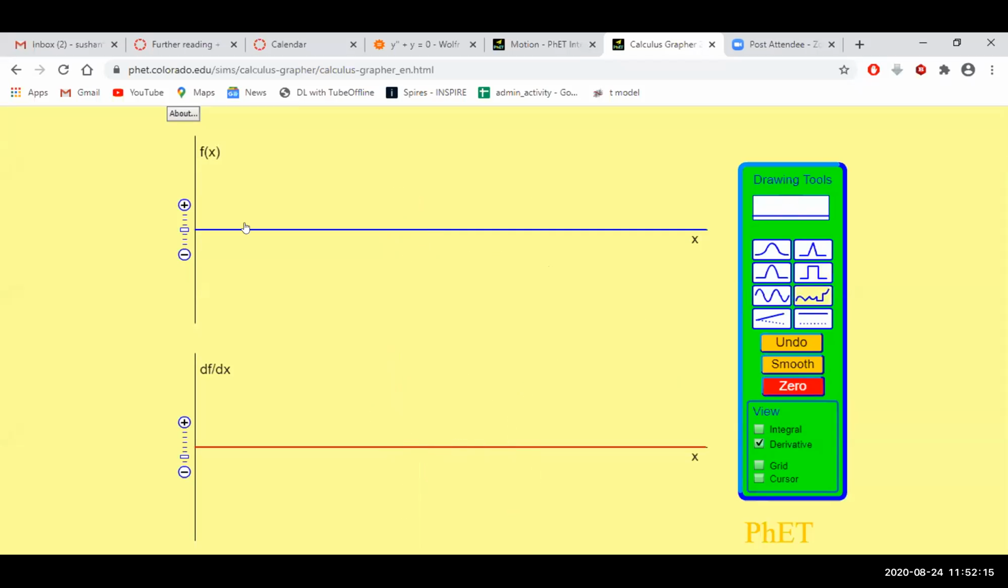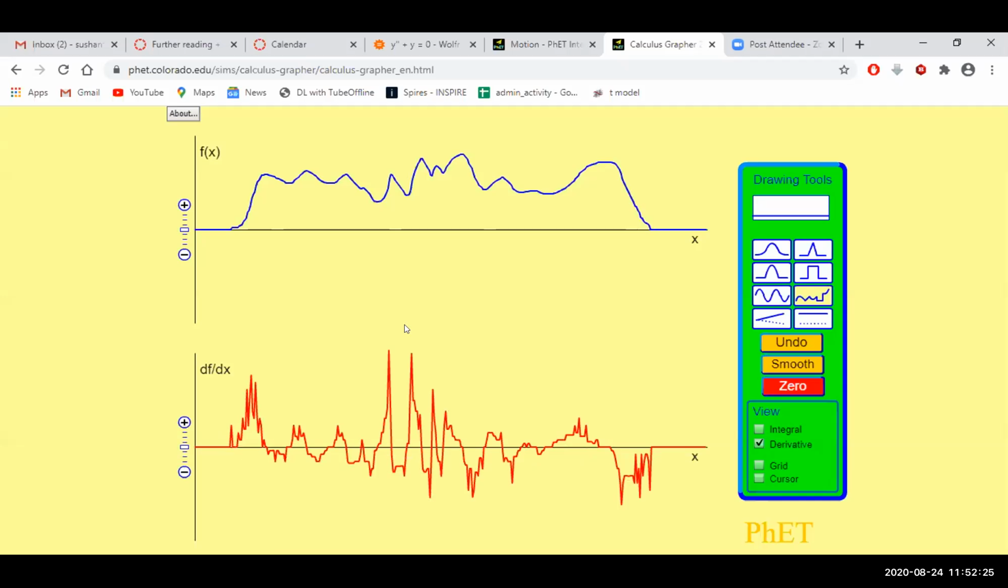And you can also do your own thing. And you can try and explain these various features using the definition of the derivative. So feel free to play around with this later at your leisure. It'll give you a good intuitive feel of what a derivative actually means.